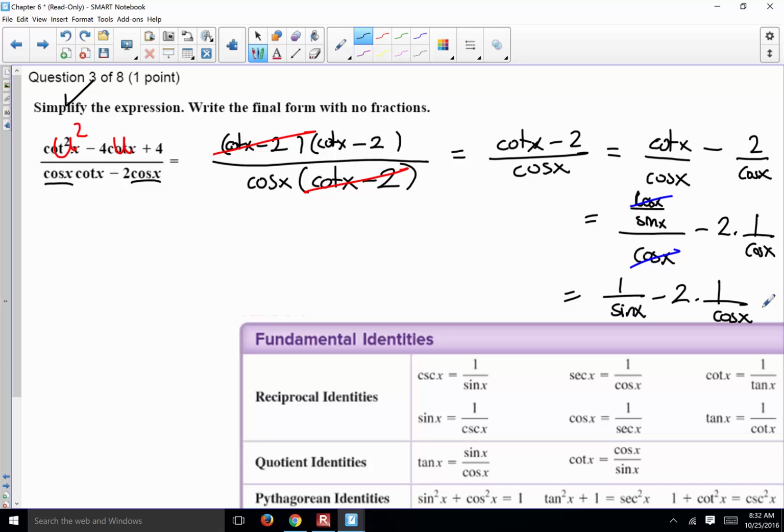Again, we shouldn't have any ratios. I see fractions. 1 over sine is cosecant, right? This is cosecant x. 1 over cosine is secant x. So we have cosecant x minus 2 secant x. This is how far we can go. Alright?